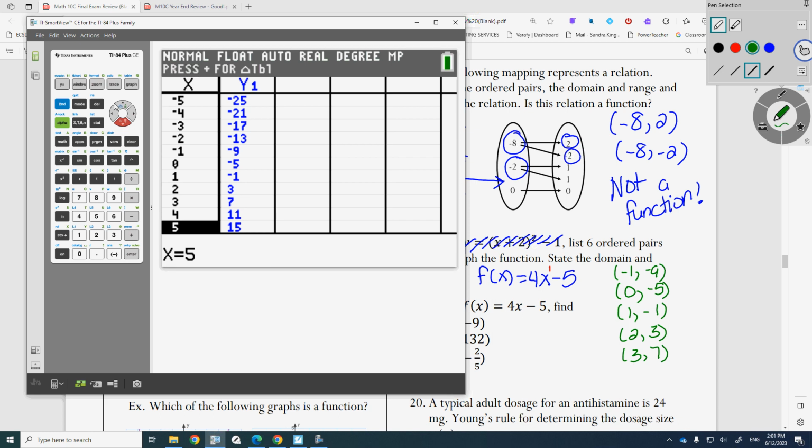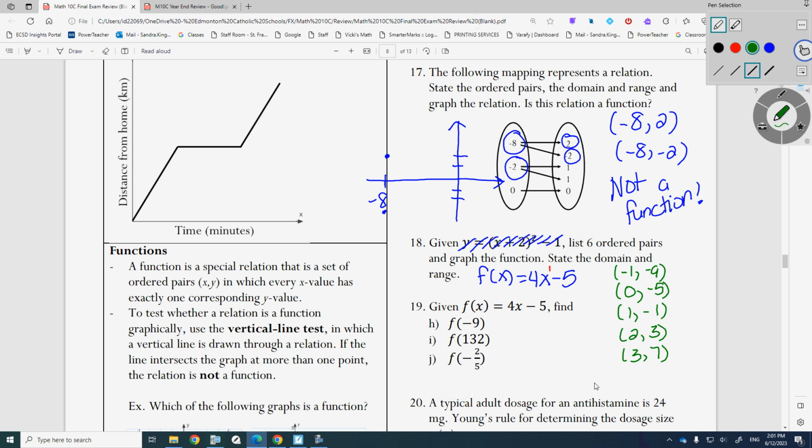Drew, what do you have as the answer? Let's see, f of negative 9, he said is negative 41, and he's correct. So f of negative 9 is equal to negative 41. What that is, it's a coordinate on your graph. When x is negative 9, the y value is negative 41, so the ordered pair is negative 9, negative 41.